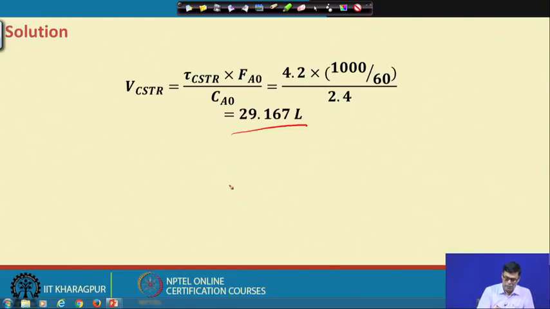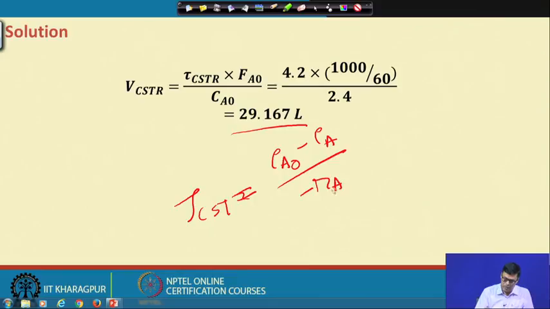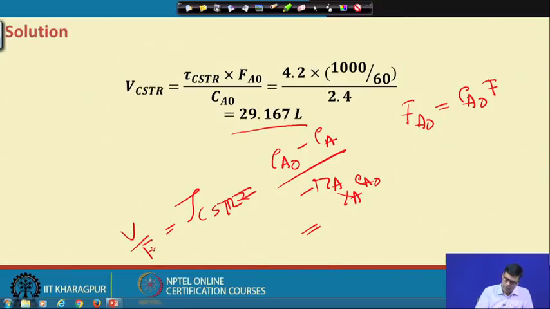Because tau CSTR is equal to, as I mentioned, (CA0 minus CA) over minus RA. Am I right? So here this is equal to XA into CA0. So, what is FA0? FA0 is equal to CA0 into F. And what is tau CSTR? Tau CSTR is equal to V by F. Am I right?